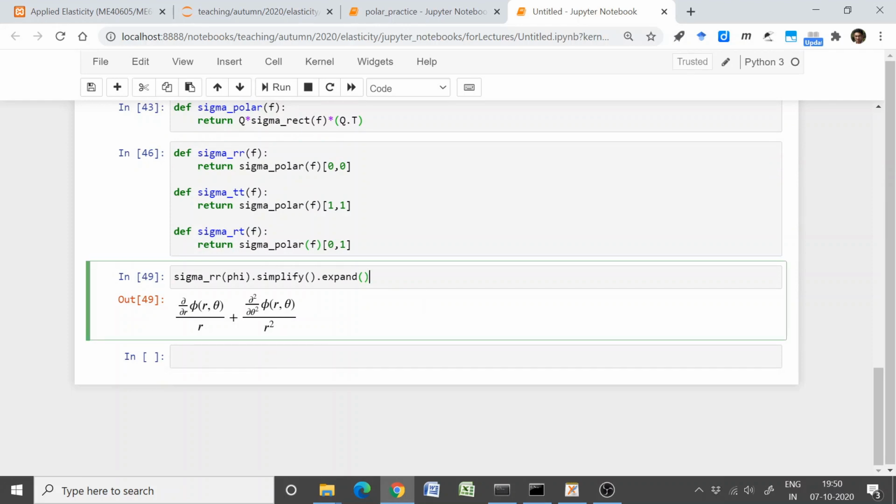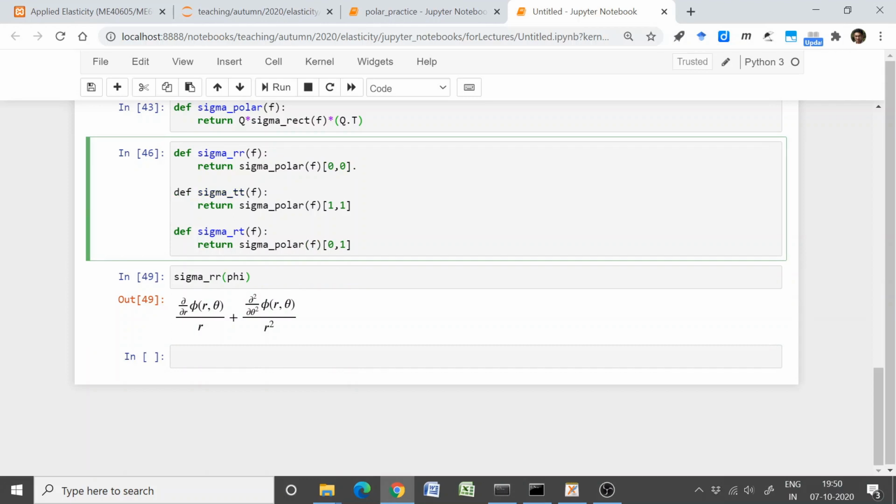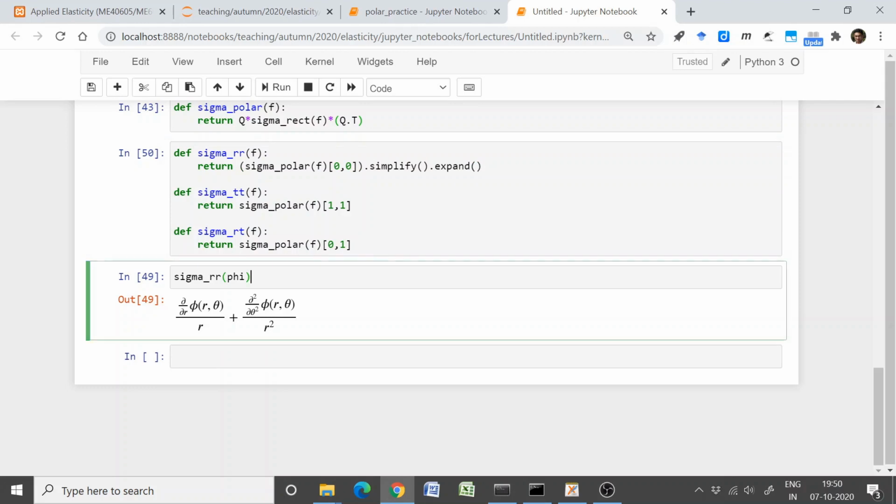Okay, so since we are writing all these things here, it will be better if we just embed these commands in the function definition for sigma rr itself. All right, now let's see. So it immediately gives us this nice simplified looking expression. Next, let's check for the expression for sigma theta theta.